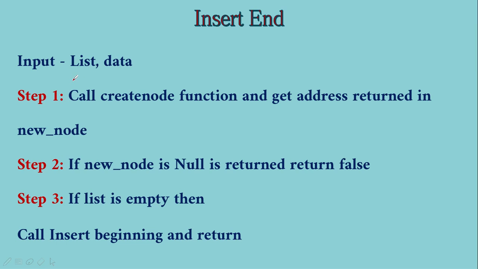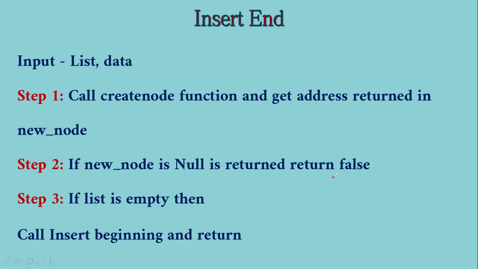So let us formally write the algorithm. The input for this operation is the list and the data, and we already have a create node function. Using the create node function, we will create a node and put the data in the data part, and the address part of that node we will make null, and we will return the address as new node. Now you have to check whether new node is null. This is the case which will occur when there is no memory in the system at all. That is a very rare case. Anyway, we have to check whether it is null, and if the value is null, then we have to return false, that is, insertion is not successful.